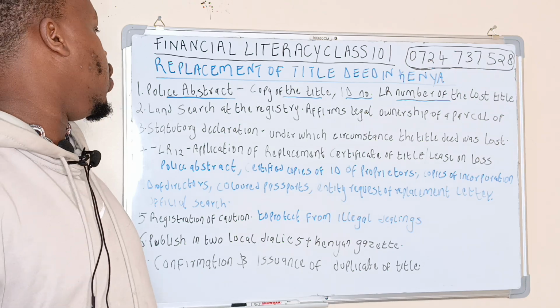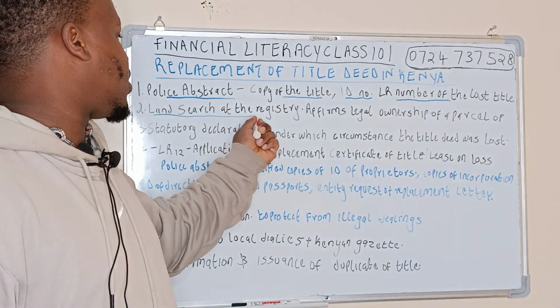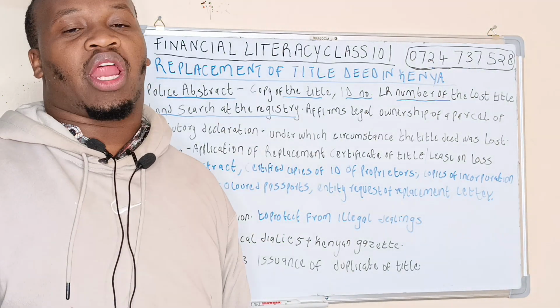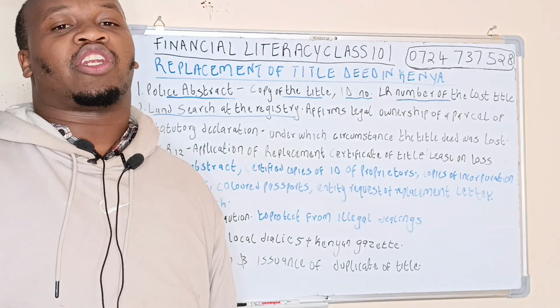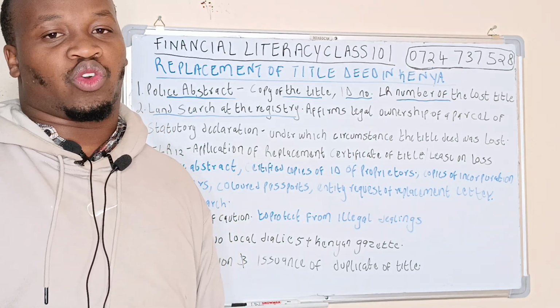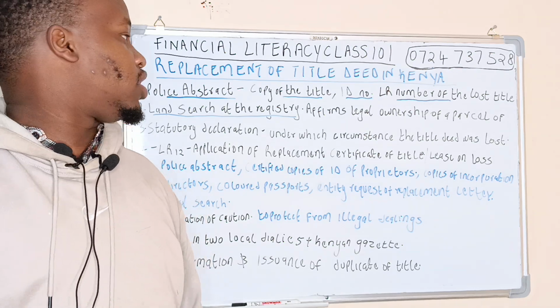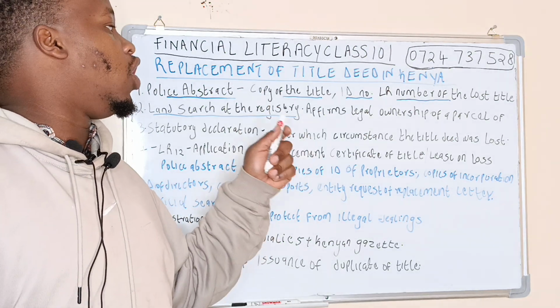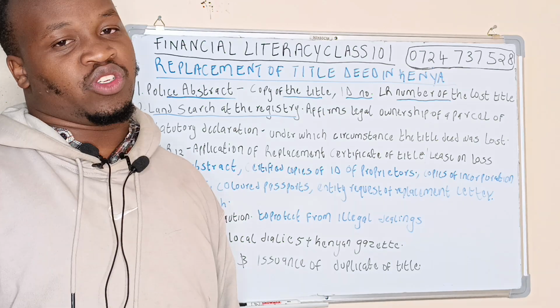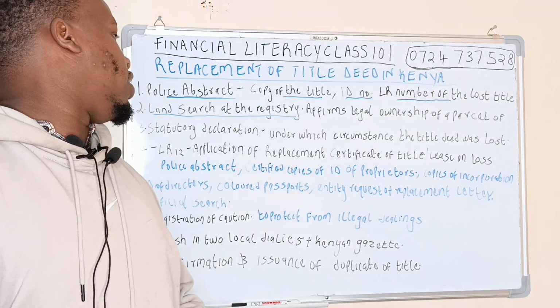The other thing, you need to do a land search at the registry. The reason you do a land search is to confirm that you're the legal owner of this title deed that you're saying you have lost. You get it? So it affirms the legal ownership of the parcel of land. That is why you have to conduct a land search.